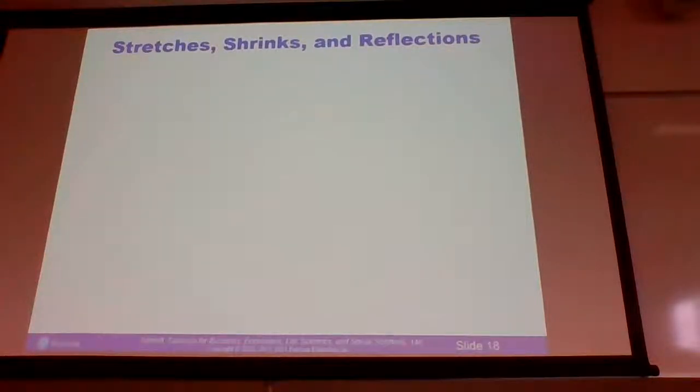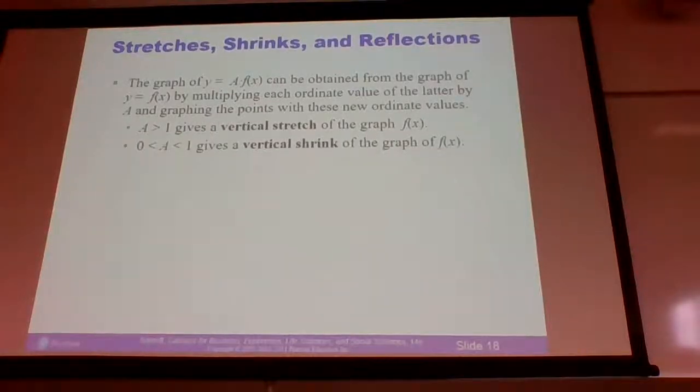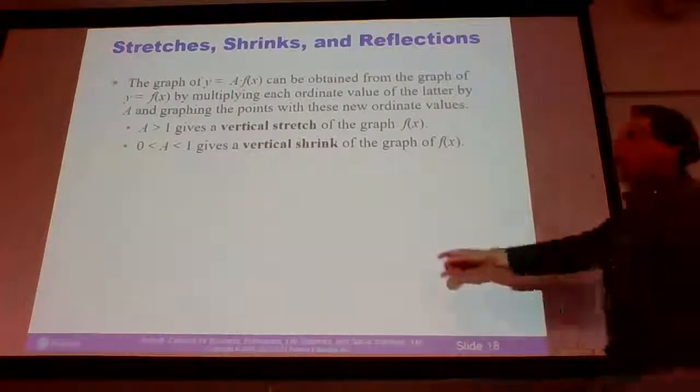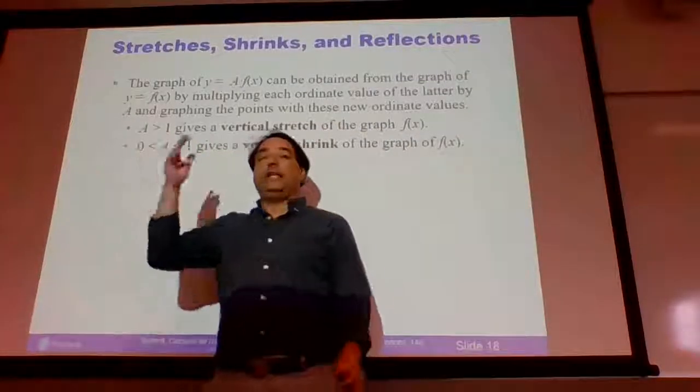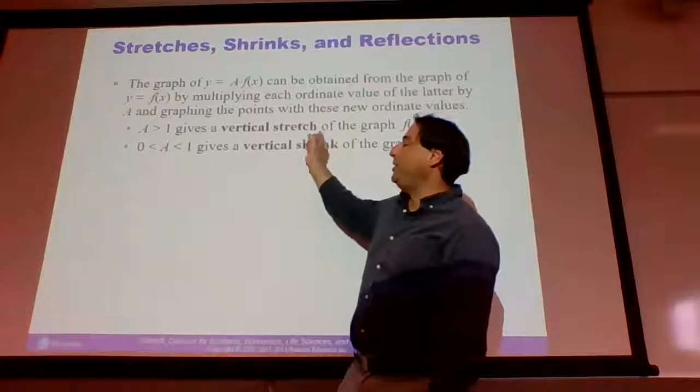As far as stretches, shrinks, and reflections, this is when we multiply the function by a number. If the number we multiply is greater than 1, we have a vertical stretch. And I'll show you examples of that. If the number is between 1 and 0, we have a vertical shrink. Now again, a way to think about this is that a number greater than 1, like times 2, you're doubling it, right? So that would be a stretch.